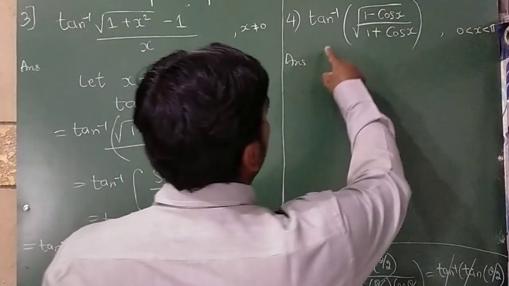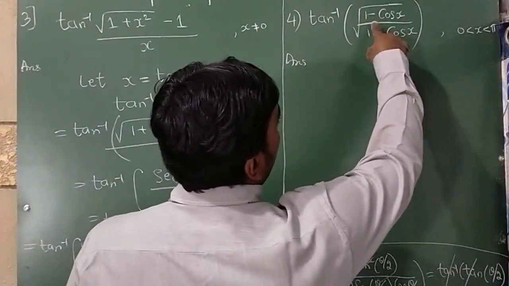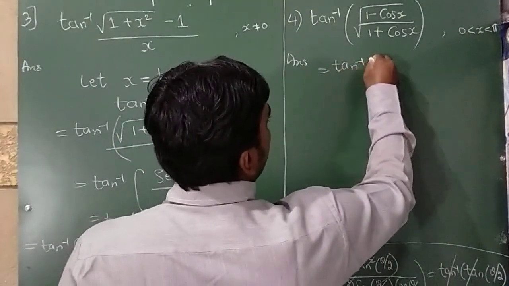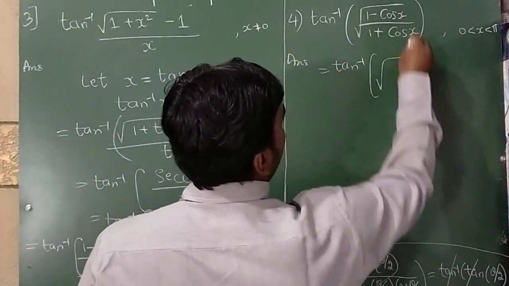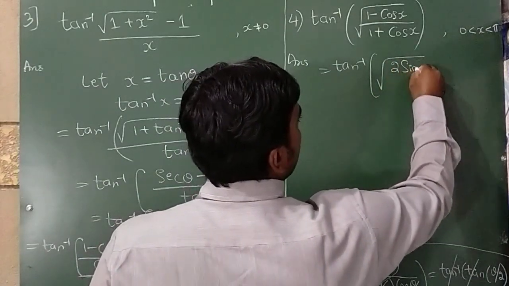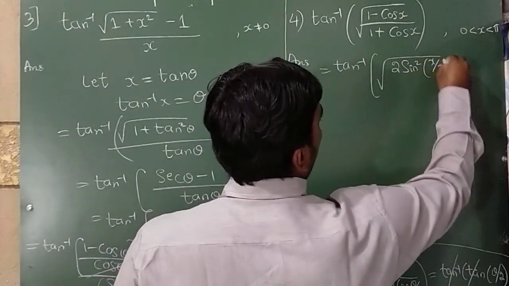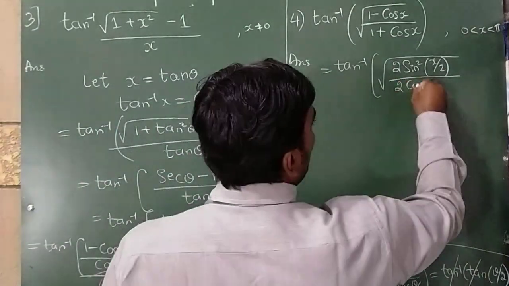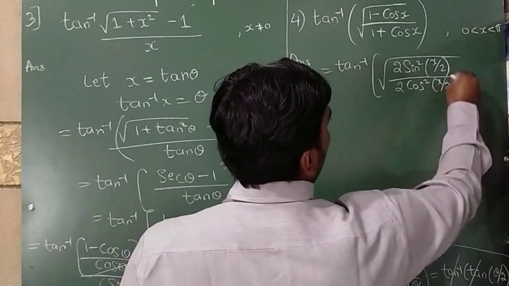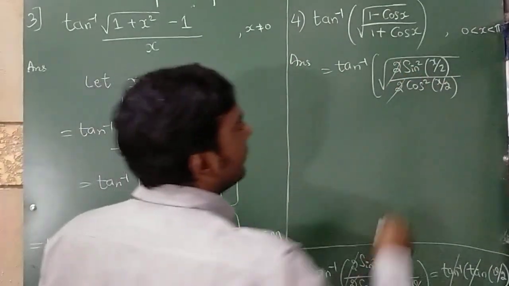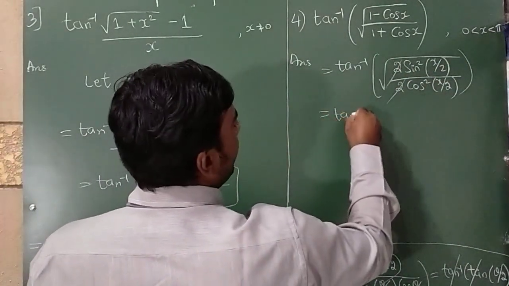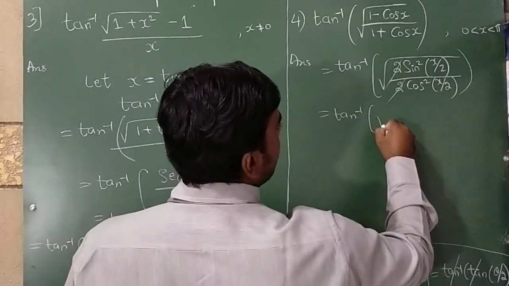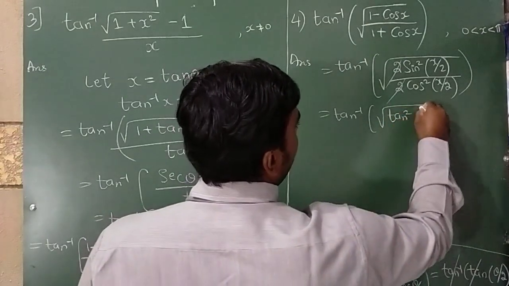Now the fourth sum. Tan inverse of square root of 1 minus cos x upon 1 plus cos x. So 1 minus cos x is 2 sin square x upon 2. Fine. 1 plus cos x means it is 2 cos square x upon 2. 2 and 2 get cancelled. Fine. So what is remaining? Sine upon cos. Sine upon cos is nothing but tan.